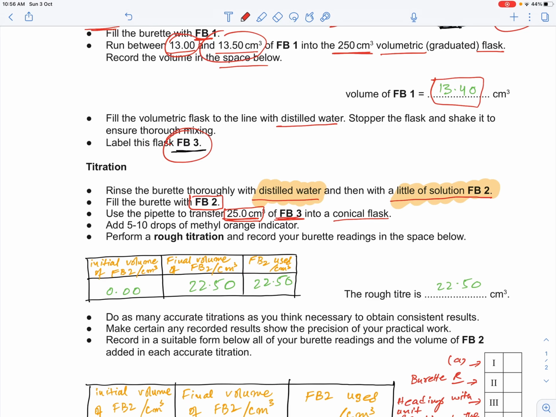Add 5 to 10 drops of methyl orange indicator. As you have added it in sodium carbonate, which is a base, you would get a yellow colored solution. Perform a rough titration and record your burette readings in the space below. So you will start running acid from the burette into the conical flask until you get a color change endpoint, right? And the color change would be yellow to orange or slightly red. I got the rough titration which was 22.50, right? So my initial volume was 0.00, final volume 22.50. So the rough titer is 22.50. Okay, so you get your rough titration.